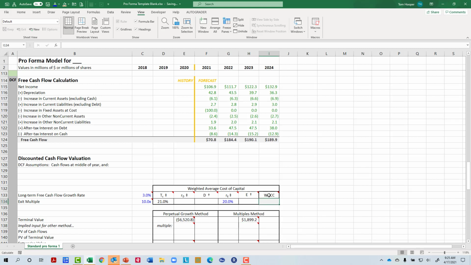WACC is the weighted average cost of capital. It says take the after-tax cost of debt times debt plus the cost of equity times equity and divide by debt plus equity. We have a couple of those already. We've got tax rate and we were given the cost of equity. We could go out and use the capital asset pricing model for that, but it's not super reliable and it's not really in the scope of this video, so we're just going to enter 20% right now.